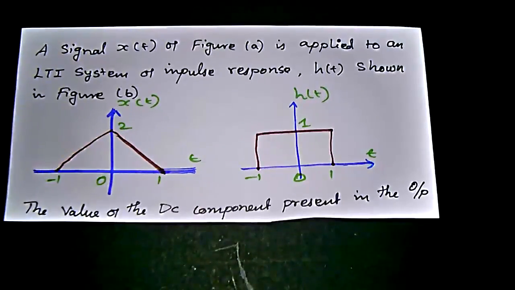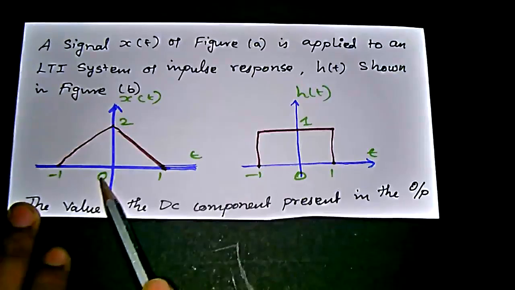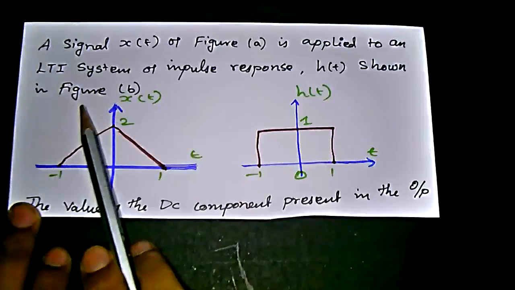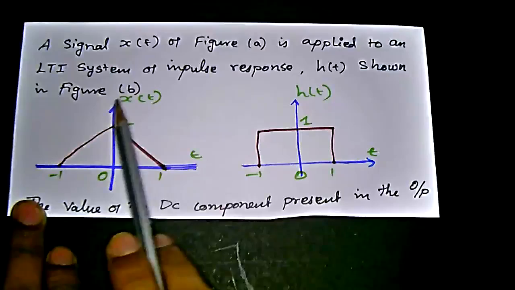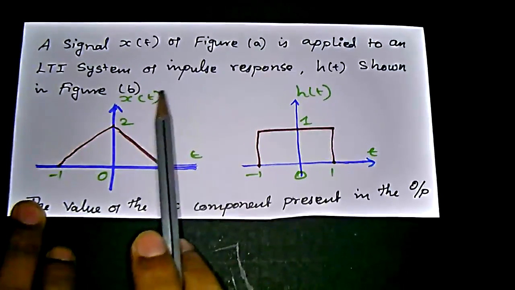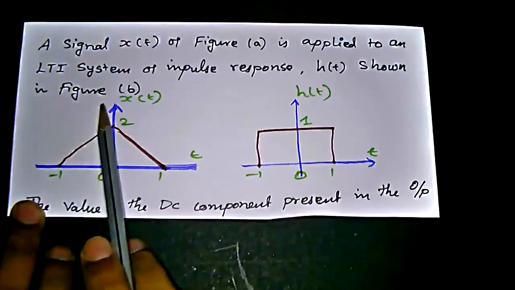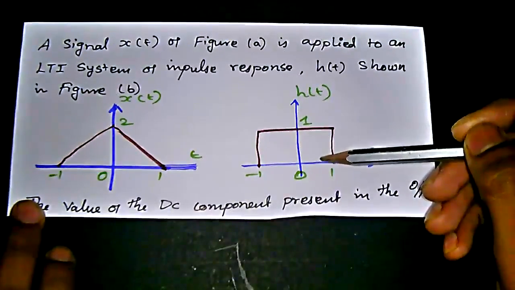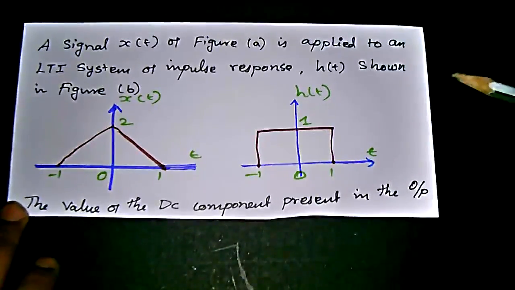Now we are going to see a convolution problem. The problem given to us is a signal x of t, figure A, which is applied to an LTI system. LTI means linear time invariant system, with the impulse response h of t shown in figure B. We are giving the input to this system to get the output.